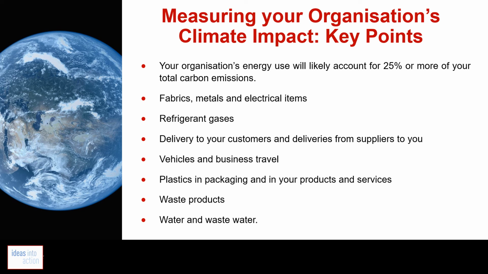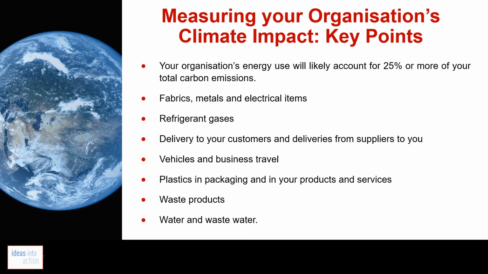Refrigerant gases have a very high greenhouse gas effect. If your organization uses refrigeration or cooling systems, ensure that they're modern and well maintained, and keep a close eye on their consumption of gases. Delivery to your customers and deliveries from suppliers to you both have a high carbon footprint. What can you do to improve the efficiency of your supply chain? Can you combine deliveries or select an approved delivery contractor to coordinate vehicle movements better?